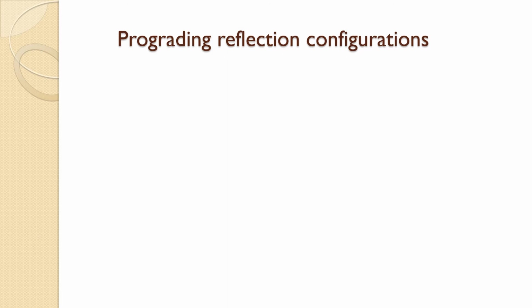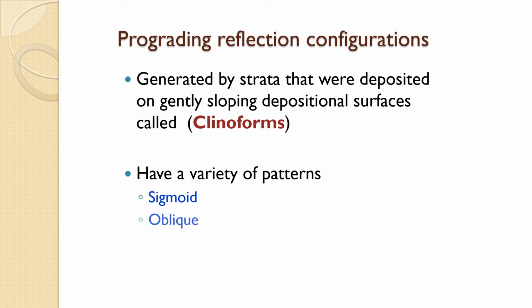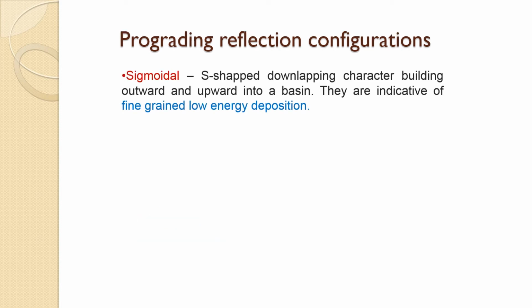Prograding reflection configuration. This is the third type, and generally we call this clinoforms. Anything that has dipping surfaces generated by strata that were deposited on gently sloping depositional surfaces is called clinoform. In this case, we have different patterns like sigmoid, oblique, hummocky, and prograding reflection configuration. The sigmoid one, from its name, is S-shaped. It is S-shaped, downlapping character building outward.